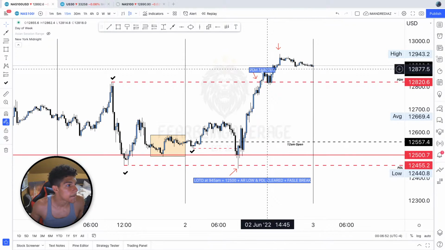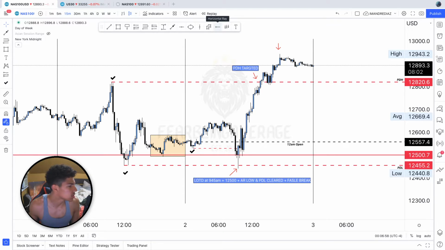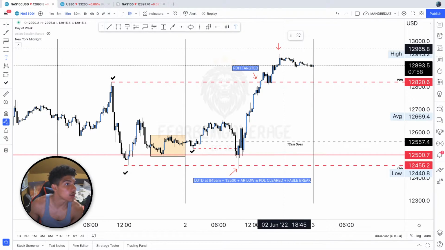Just like that. And now after we got the previous day's high, we have the high of the day that happened at 18 o'clock, which is about 6 o'clock. So we have the high of the day at 6 p.m. At what level?